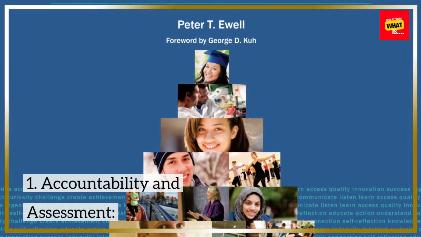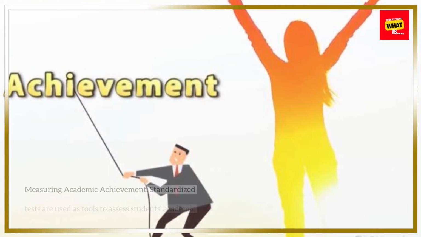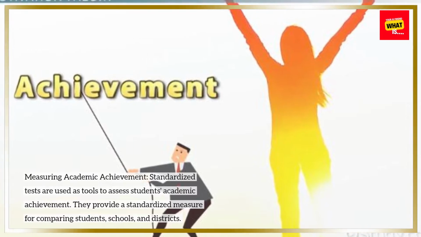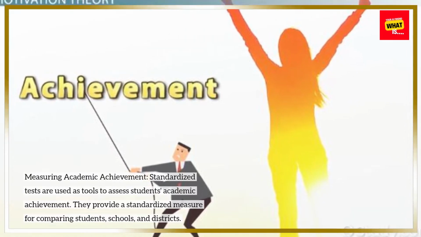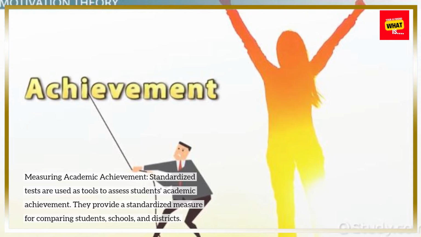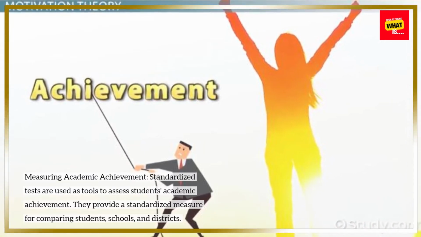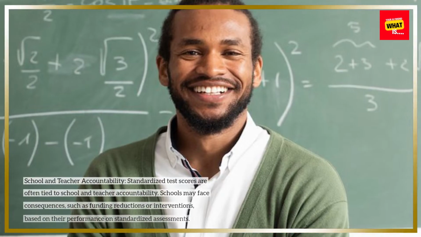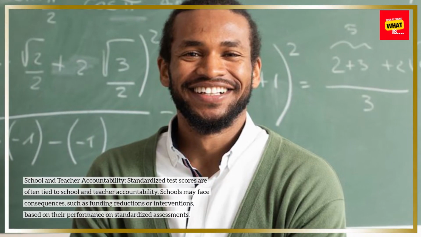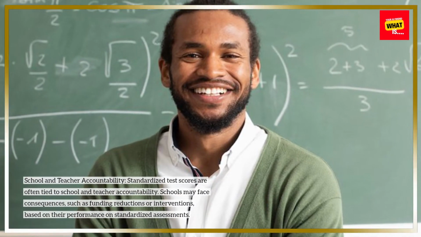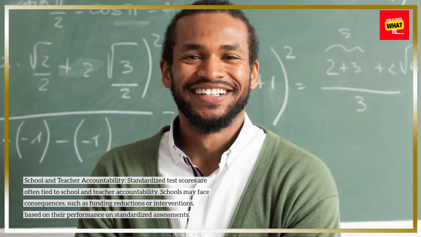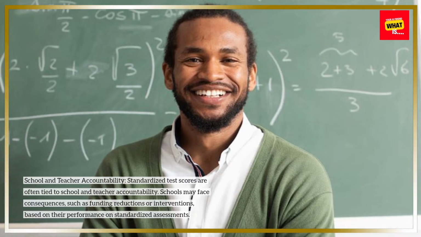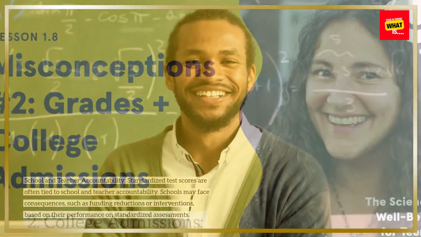1. Accountability and assessment. Measuring academic achievement. Standardized tests are used as tools to assess students' academic achievement. They provide a standardized measure for comparing students, schools, and districts. School and teacher accountability. Standardized test scores are often tied to school and teacher accountability. Schools may face consequences, such as funding reductions or interventions, based on their performance on standardized assessments.